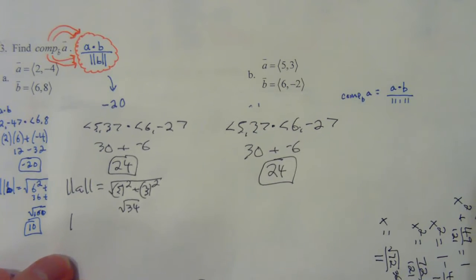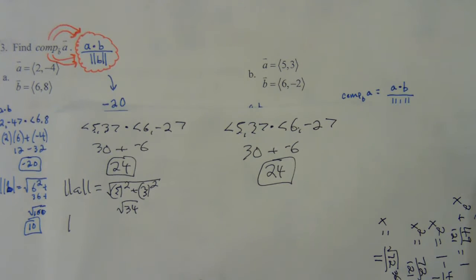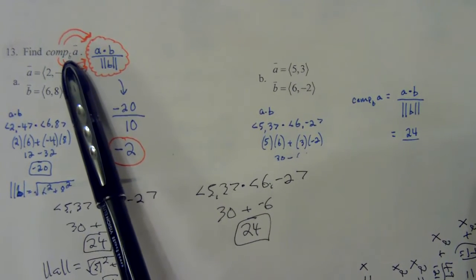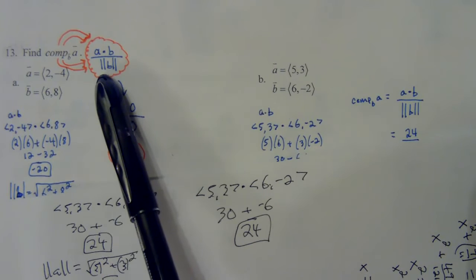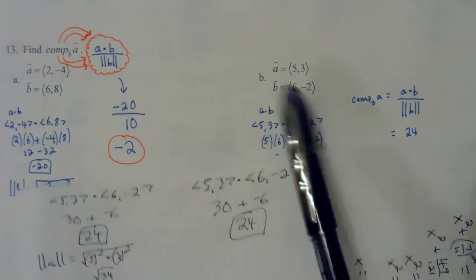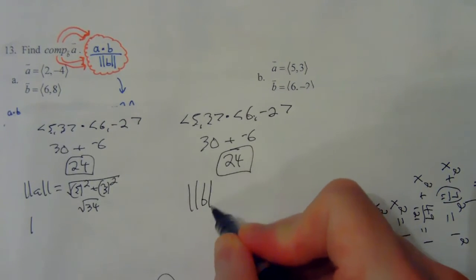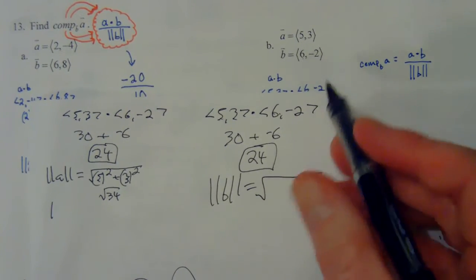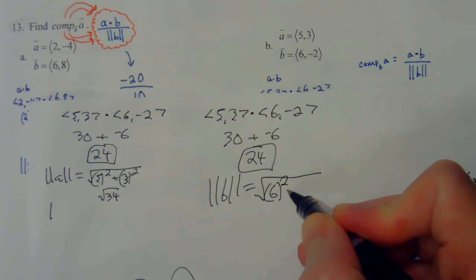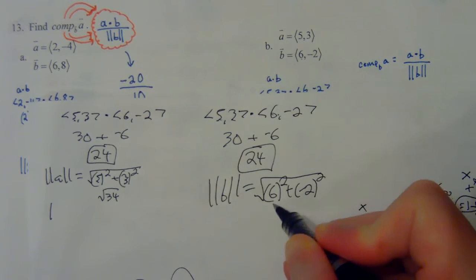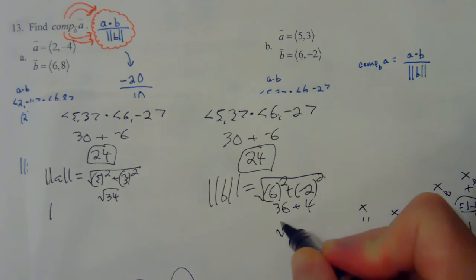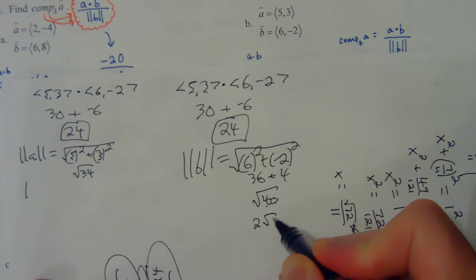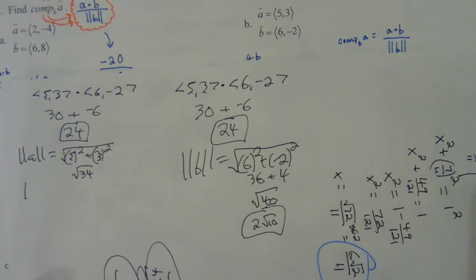Now, if I'm doing the cosine of theta between the two vectors, I need to find the magnitude of A and the magnitude of B. But I'm doing the component formula, so I only need to find the magnitude of the bottom vector. So I'm going to do the magnitude of B. Remember, the magnitude of the vector is the square root of that thing squared plus that thing squared. So that's going to be 6 squared plus negative 2 squared. That'll be 36 plus 4, which will give us the square root of 40. I'm going to break that down. That's 4 times 10, so I can reduce that to 2 radical 10.